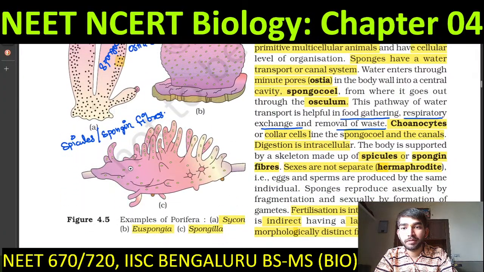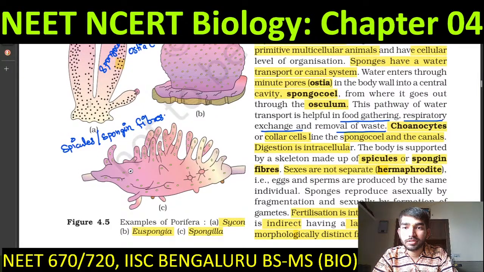Also, you should remember which diagram is for which organism. Maybe they can ask you, although they don't ask too many image-based questions. You should just remember that this is Sycon, this round globular structure is Euspongia, and this one with slightly elongated projections coming out of the structure is Spongilla.